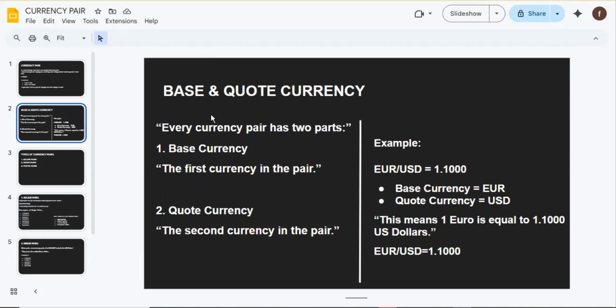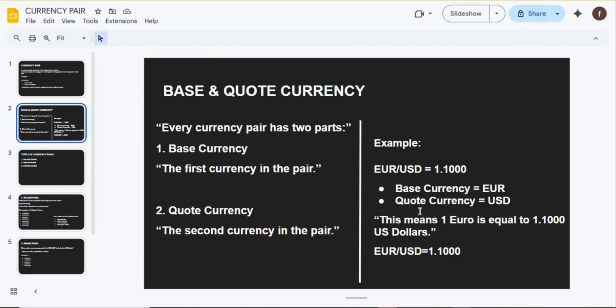So, we have base and quote currency. Every currency pair has two parts. The base currency is the first currency in a pair, while the second one is the quote currency. If you check the Euro USD, we have Euro and we have USD. In this case, the Euro is the first one, which is the base, while the quote currency is the USD. They always use the quote price for every currency pair.